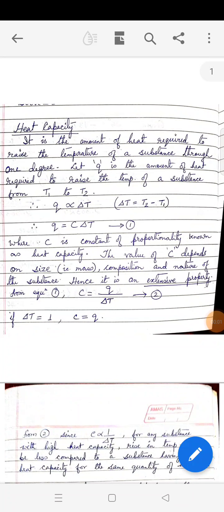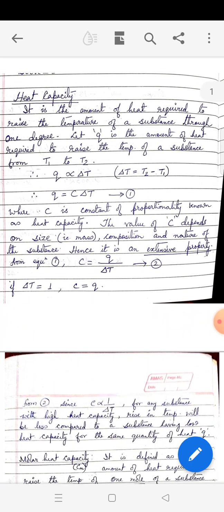Hello students, let us complete the small portion which was left behind in the chapter thermodynamics. The topic is heat capacity. So, three types of heat capacity you will be learning here. One is just heat capacity, another is molar heat capacity, and thirdly, specific heat capacity.